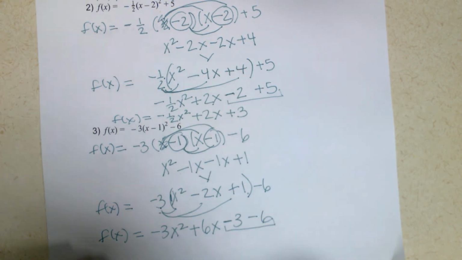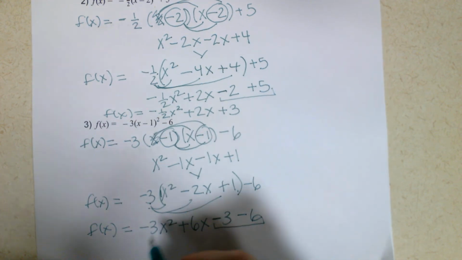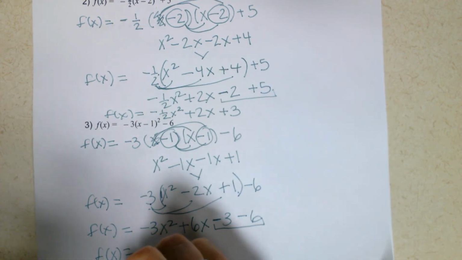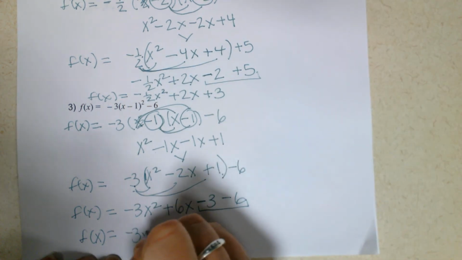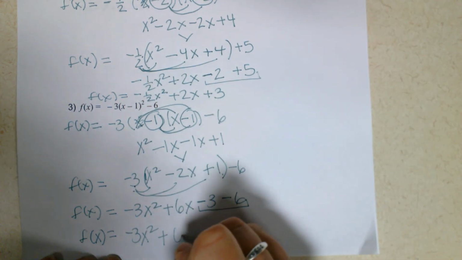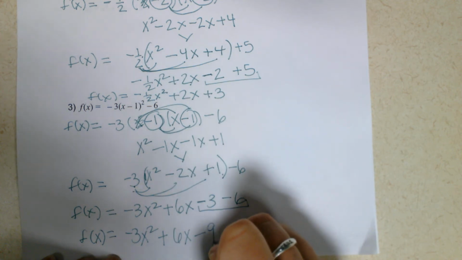My parentheses are all gone. So final answer, f of x equals, at the bottom of the page, negative 3x squared plus 6x minus 9.